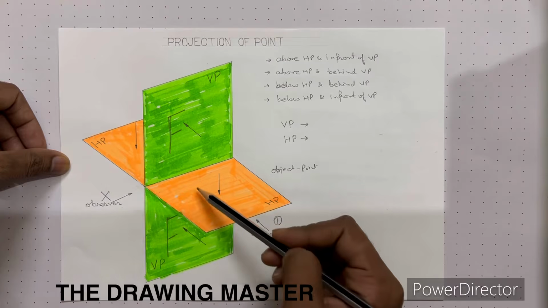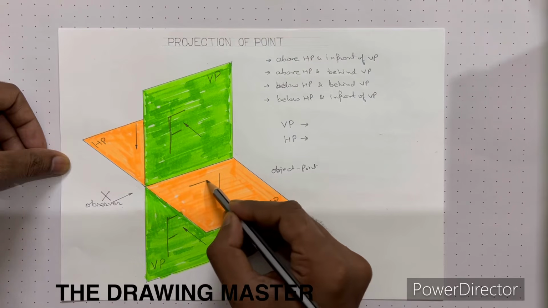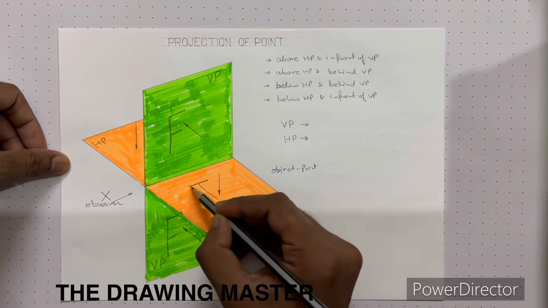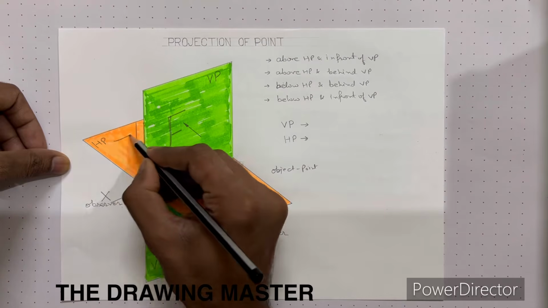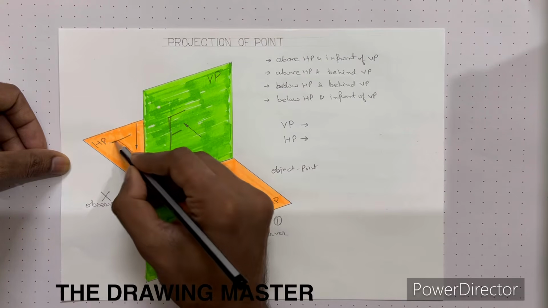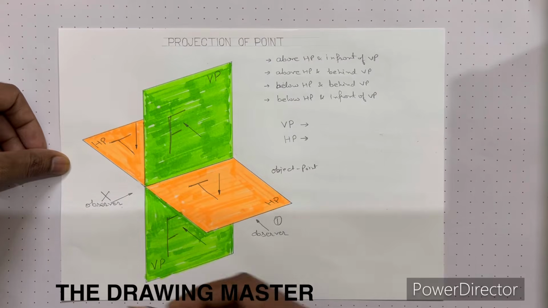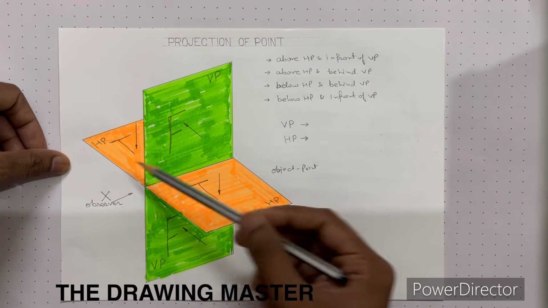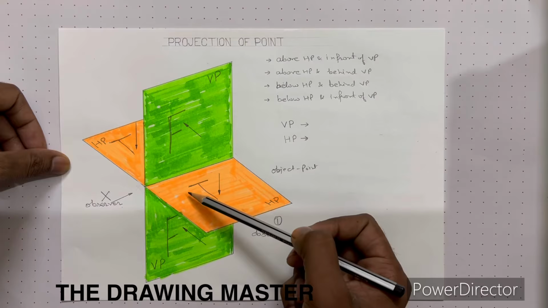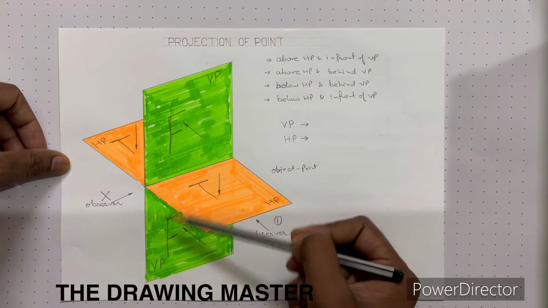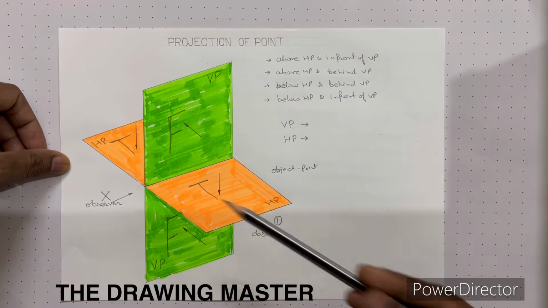If I'll write anything on this HP, so that will be visible from top. Right? This plane will be visible from top. So HP contains the top view and VP contains the front view always. And observer is always here.